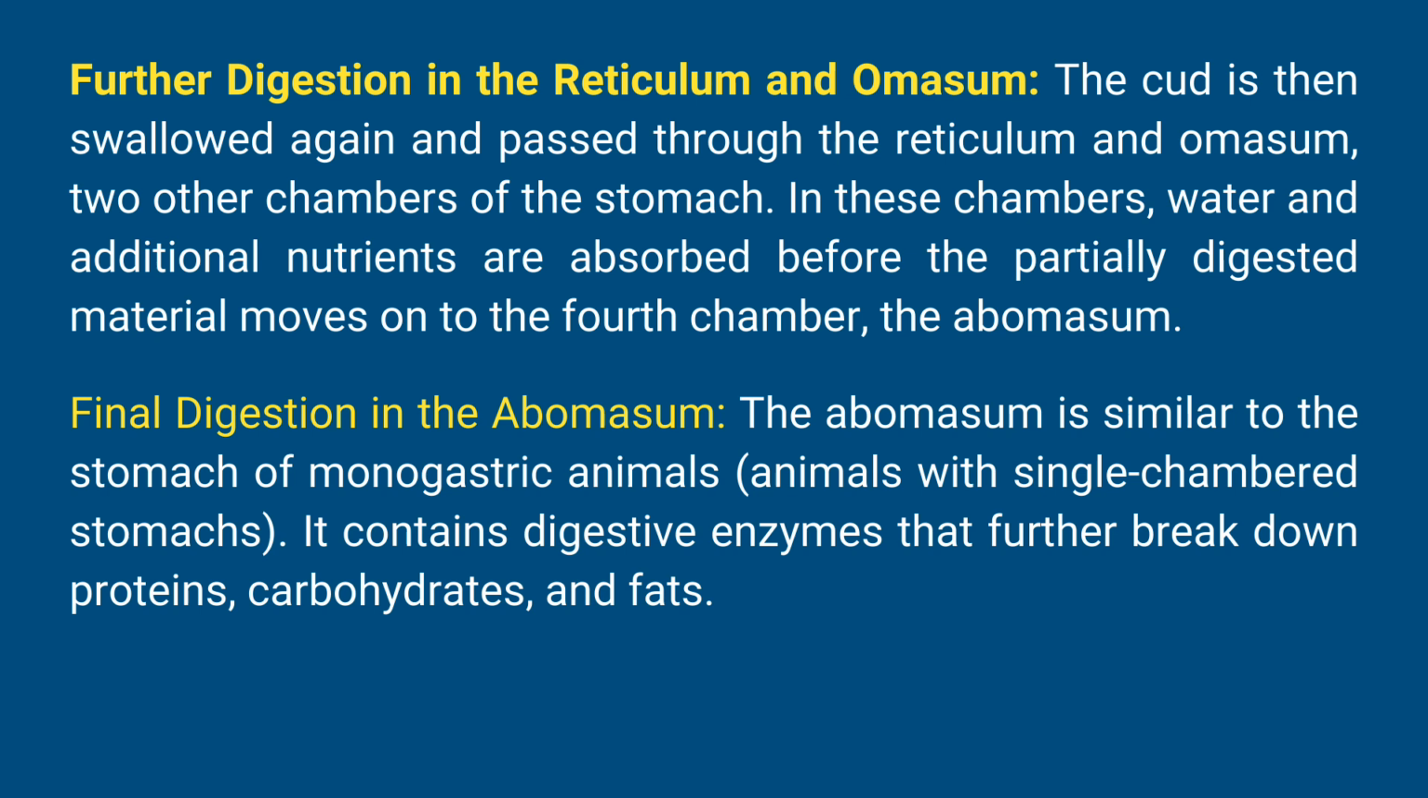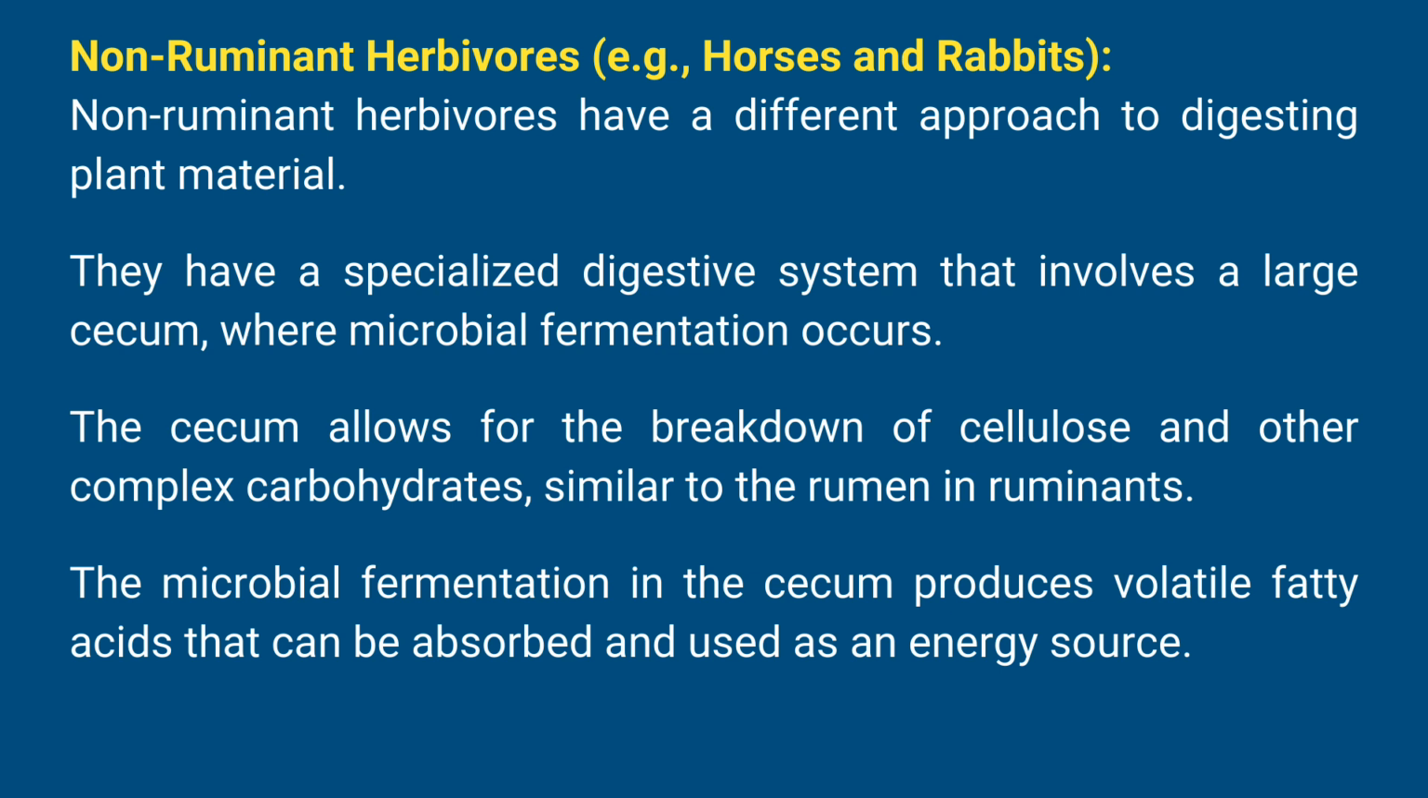In these chambers, water and additional nutrients are absorbed before the partially digested material moves on to the fourth chamber, the abomasum. Final digestion in the abomasum. The abomasum is similar to the stomach of monogastric animals, animals with single-chambered stomachs. It contains digestive enzymes that further break down proteins, carbohydrates, and fats.